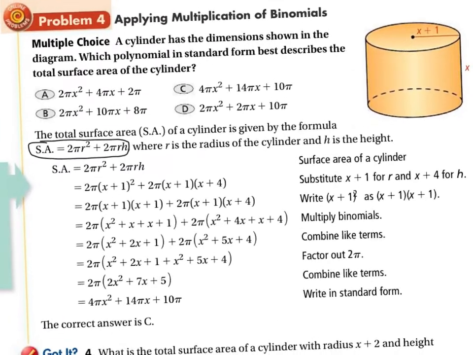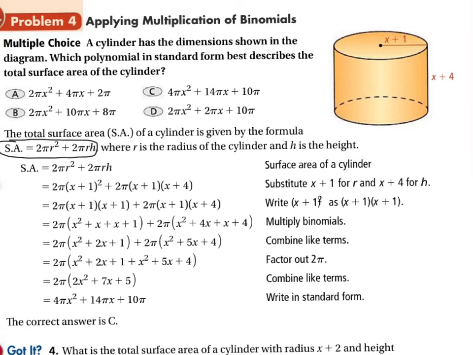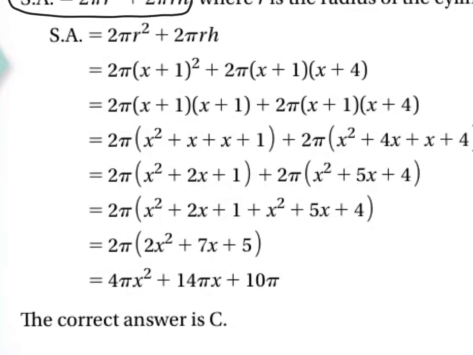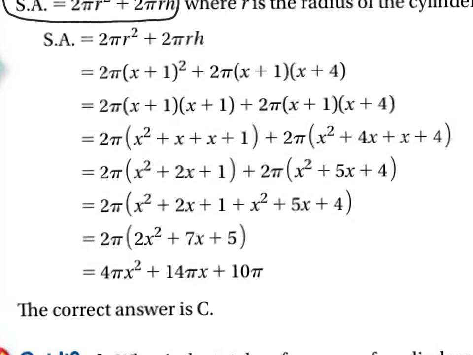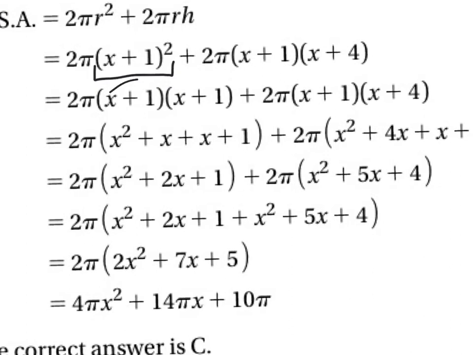So anyway, if you look at the picture, you can see the radius is x plus 1, so anywhere there was an r in the formula, they put x plus 1, and then the height was x plus 4. So that's just substituting into the equation. In this first part, x plus 1 squared just means x plus 1 times x plus 1, so they rewrote that. And then this part, they went ahead and FOILed this out, if you want to say it.